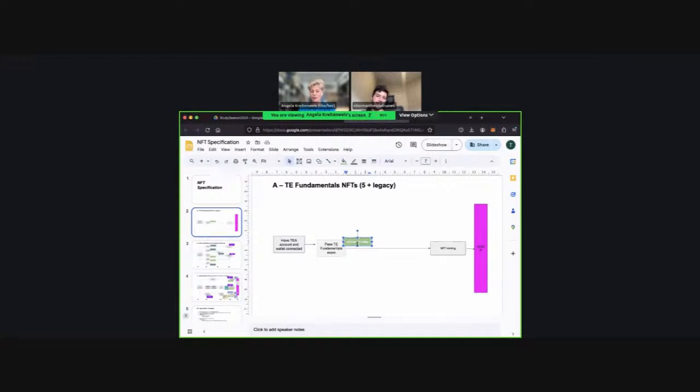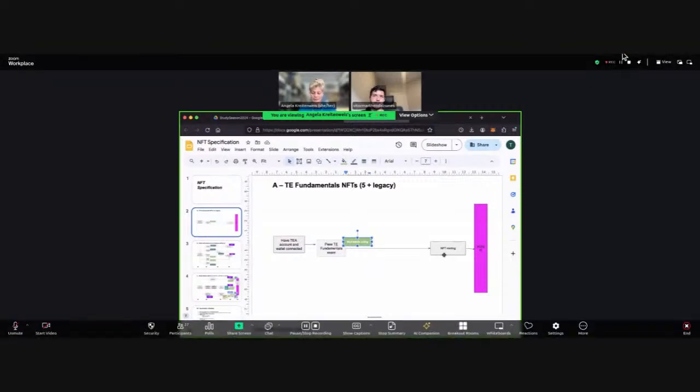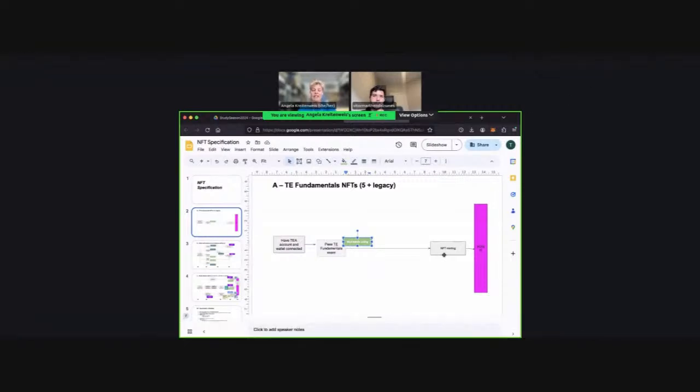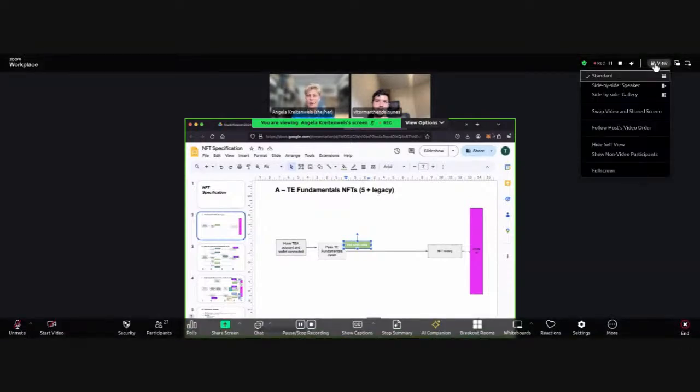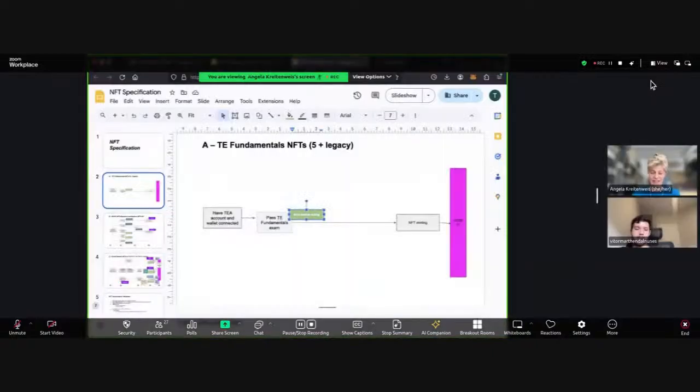Some of the NFTs won't be available before, but these TE fundamentals exam NFTs are available beforehand, and also the free minting for you guys if you have already passed or plan to pass an exam. You'll be able to mint for free prior to the voting. So this is number one, this type A of NFTs, and we have 5 at the moment and some more as legacy NFTs. And all these NFTs have an identifier, the URI.